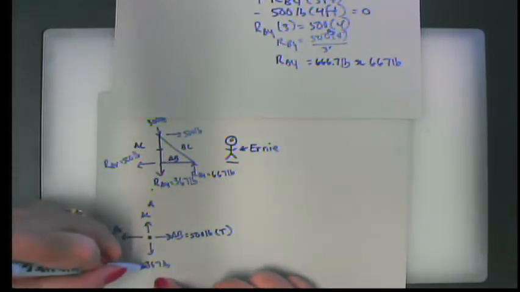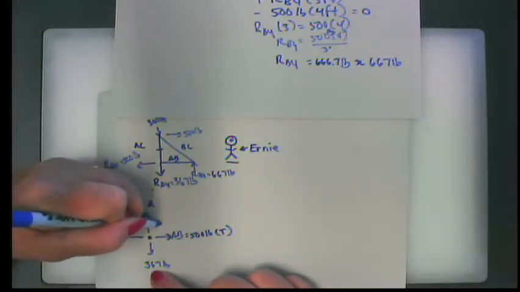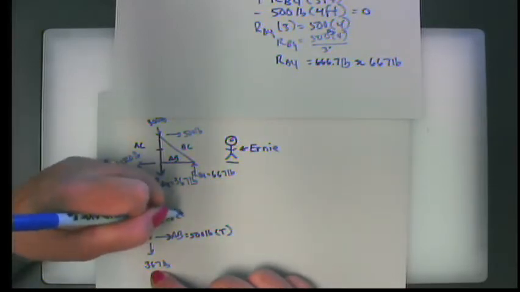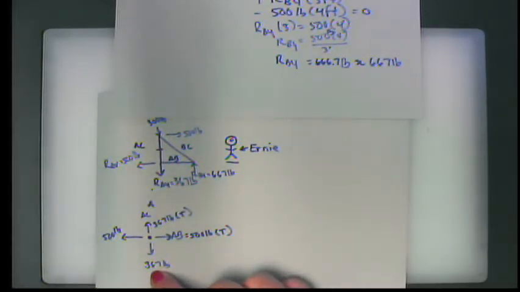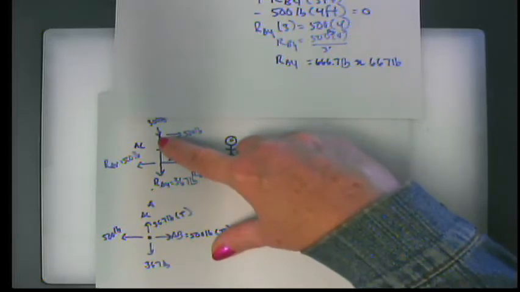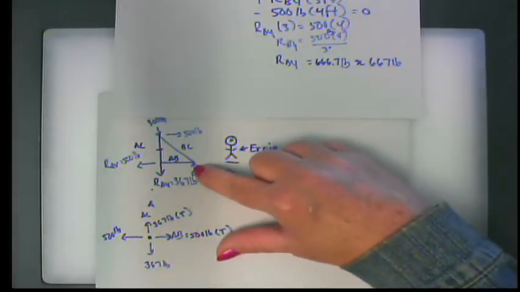AC, if I have 367 operating downward, this has to be 367 operating upward. Also, because it's pulling on the joint, it's in tension. So the only one I have to determine now is BC. I can move to joint C or I can move to joint B.